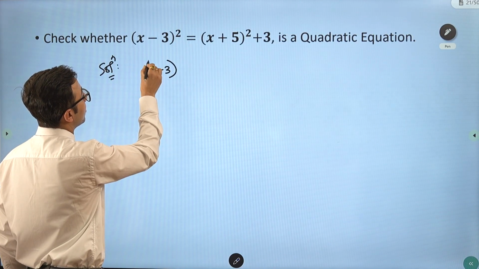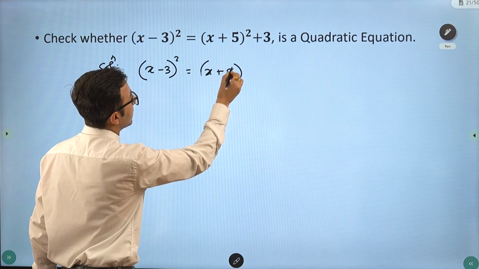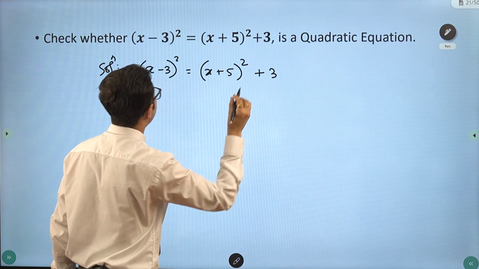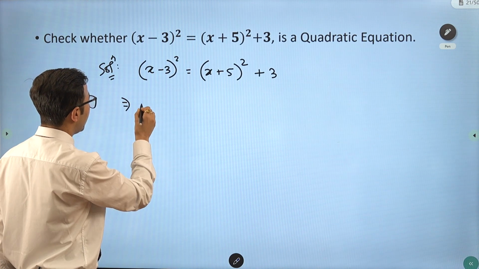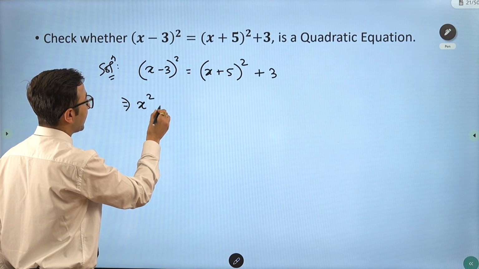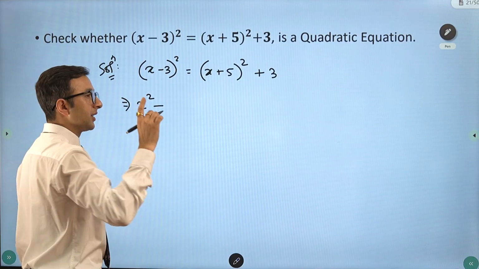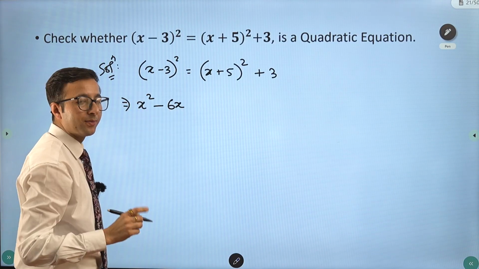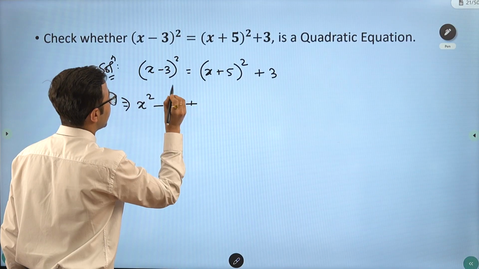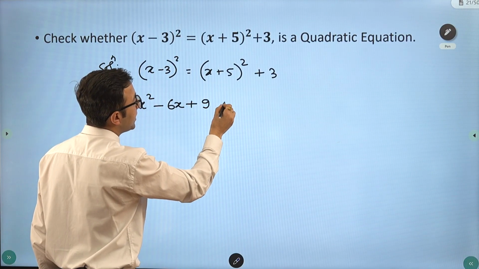(x minus 3) whole square is equal to (x plus 5) whole square plus 3. Which implies, here we will be using the (a minus b) whole square formula. So a square minus, very simple idea, 2ab: x into 3, 3x, double of 3x is 6x, that is there in place of 2ab. Plus 3, square of 3 is 9, that comes here as b square.